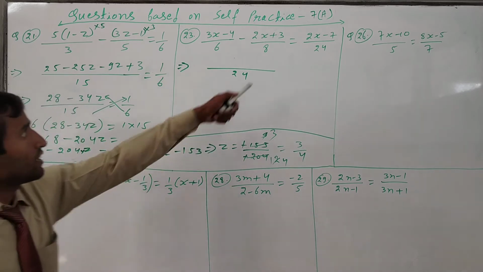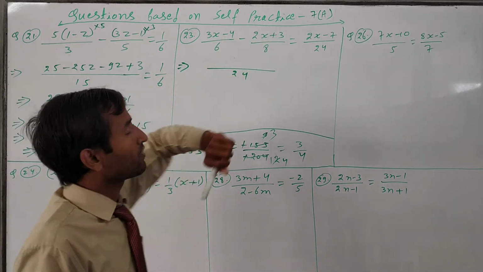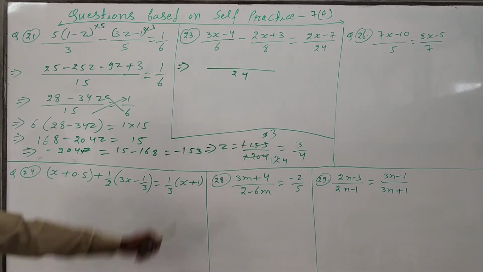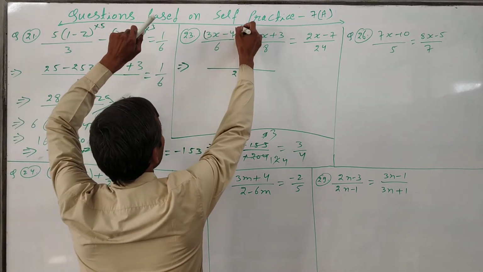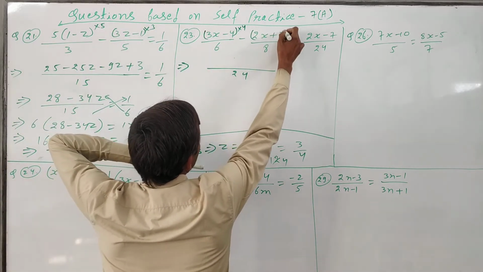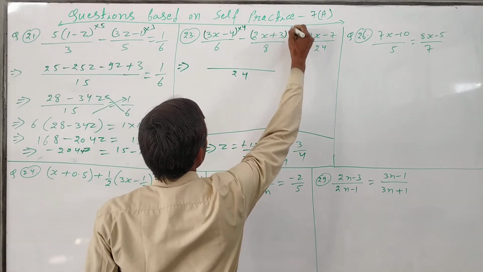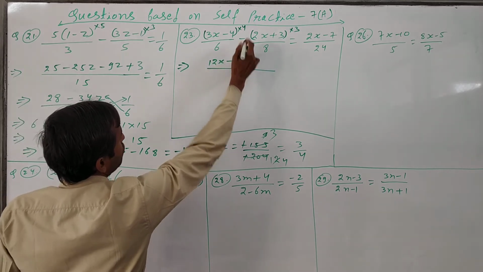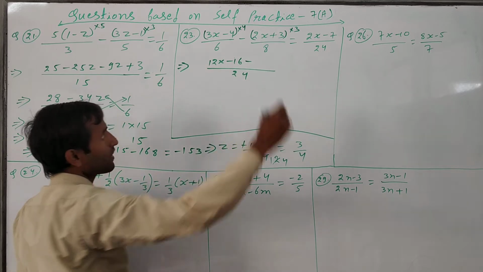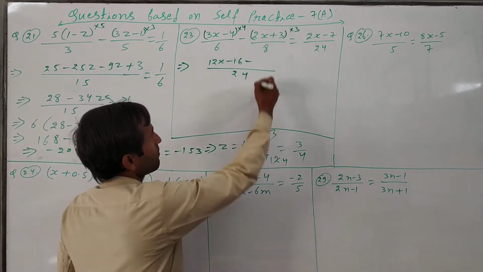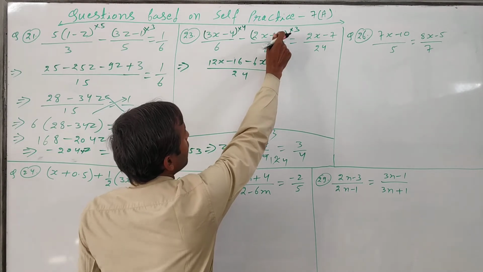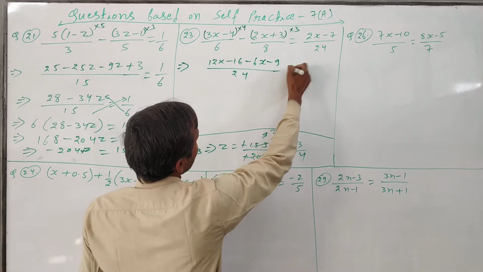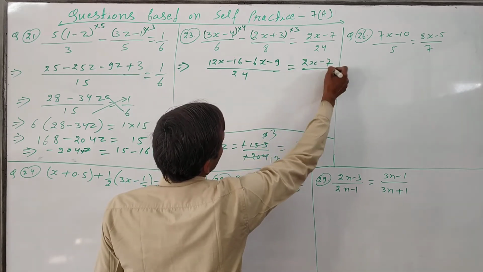Now this 8 will multiply here and this 6 will multiply there. In the 6 table, 24 comes 4 times, so this whole multiplies by 4. And in the 8 table, 24 comes 3 times, so we multiply by 3 here. So 3 times 4 is 12x, then minus 16, 4 times 4 is 16. Here a minus sign is there, so put minus, and 3 times 2 is 6x. Again a minus sign is there, so minus 3 times 3 is 9, equal to (2x minus 7) upon 24.